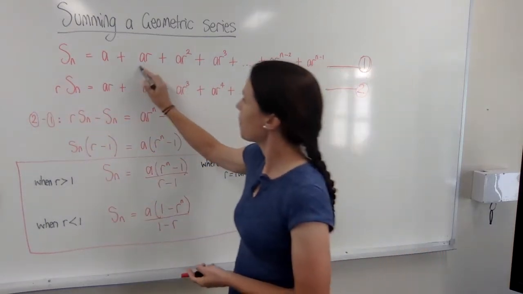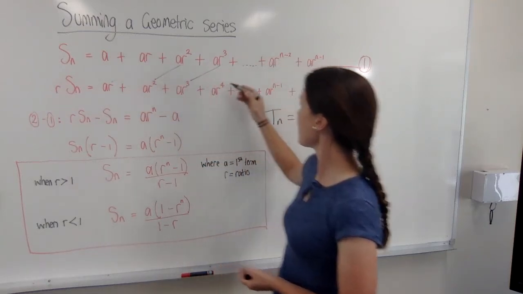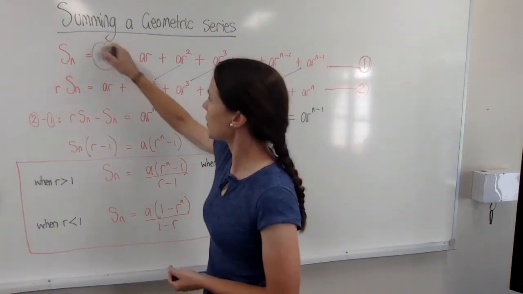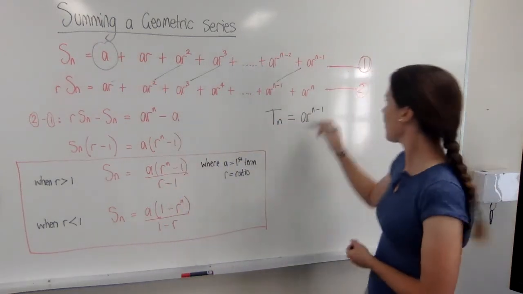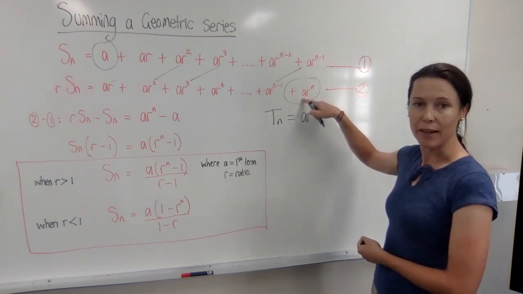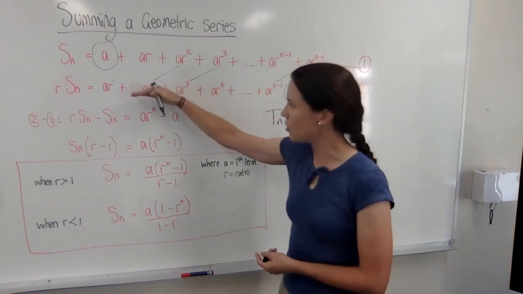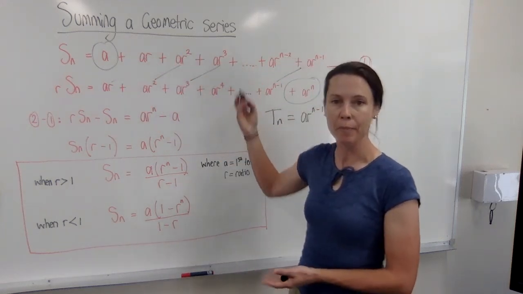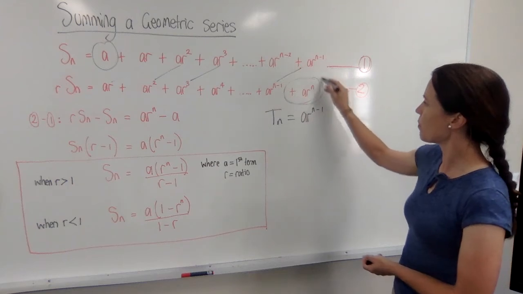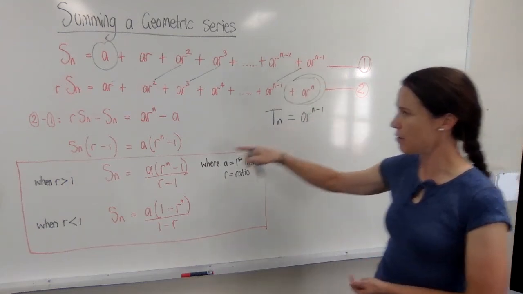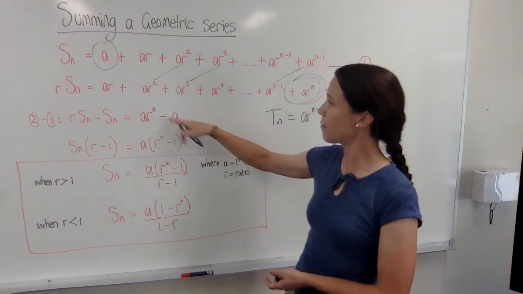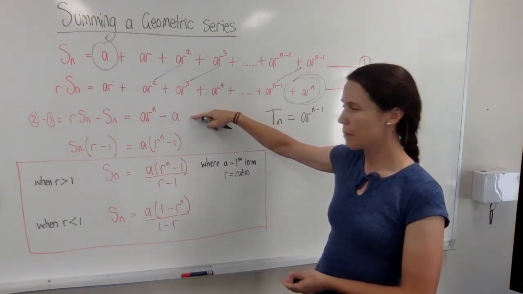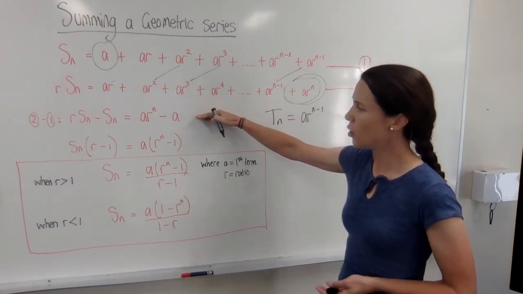Now, can you see that all of the terms pretty much match up, except this one doesn't have a partner that's the same, and this one doesn't have a partner that's the same. So if we do all of these terms minus all of those, nearly everything will get taken away. And what we'll be left with is this part, a times r to the n, minus this term. So we end up with a nice, simple equation.